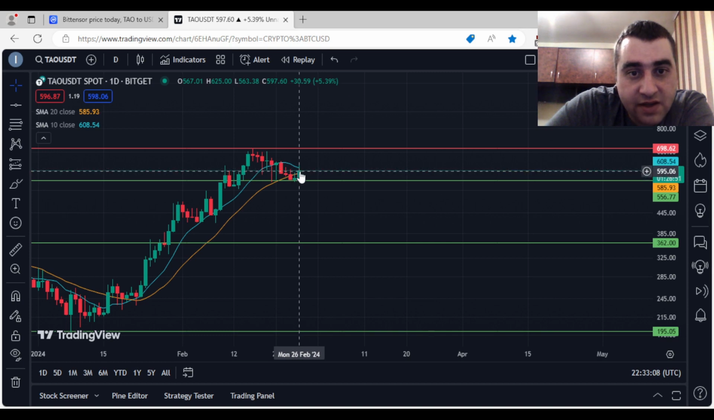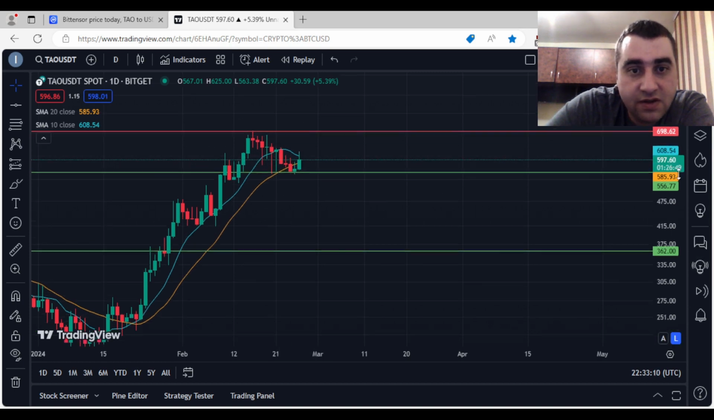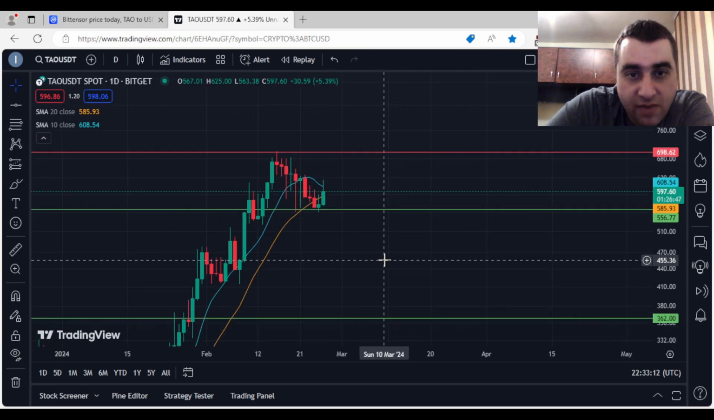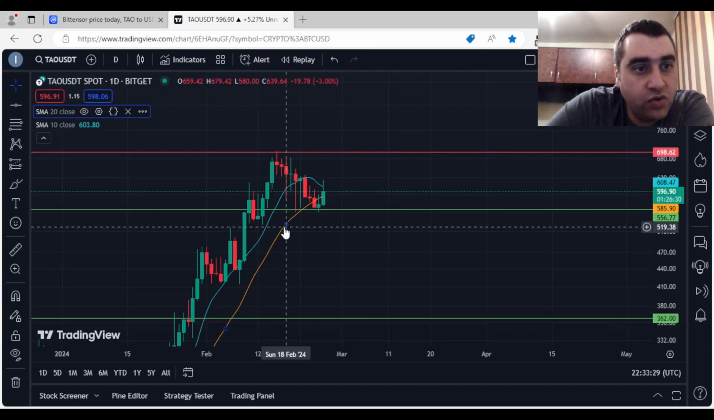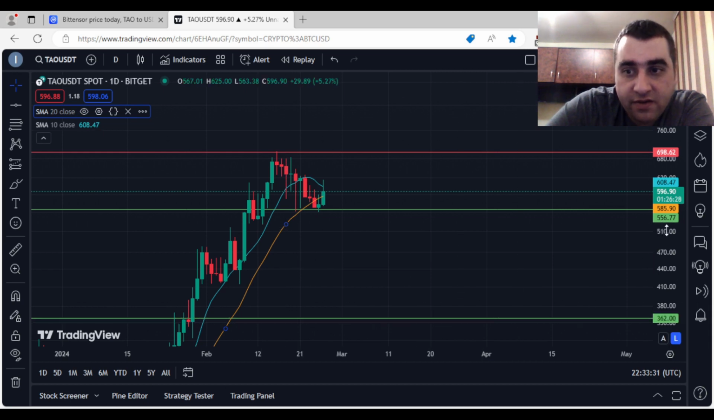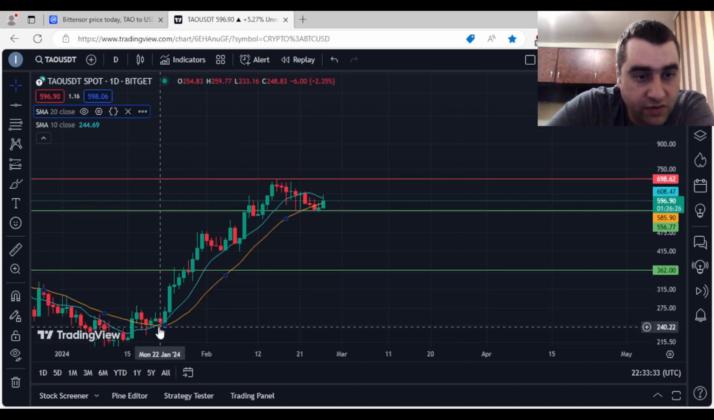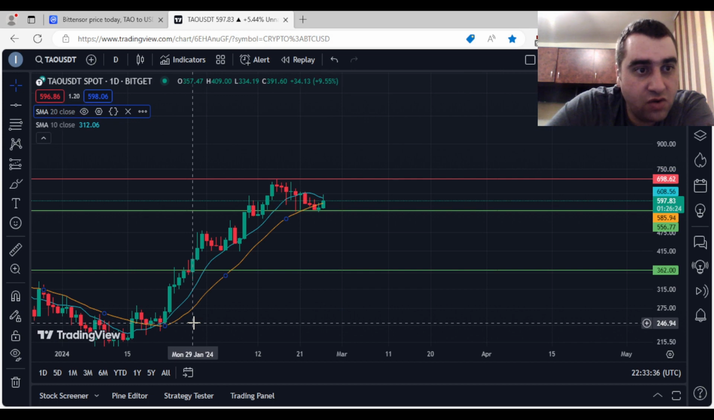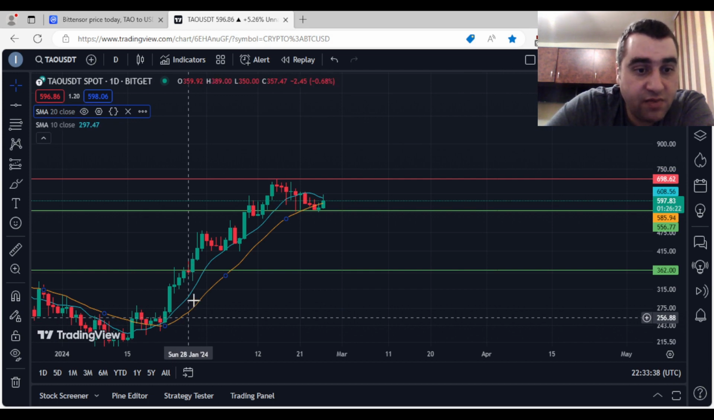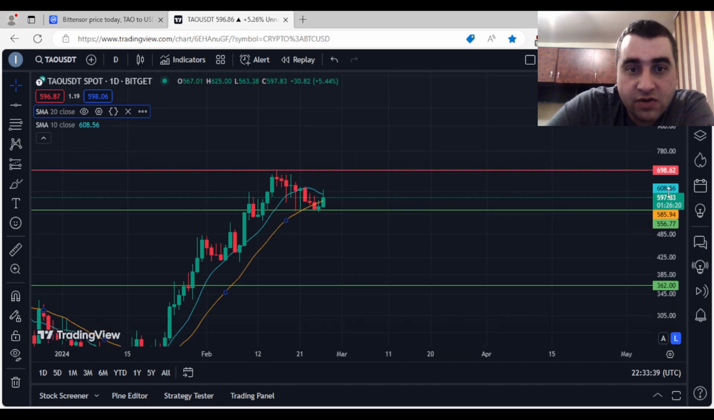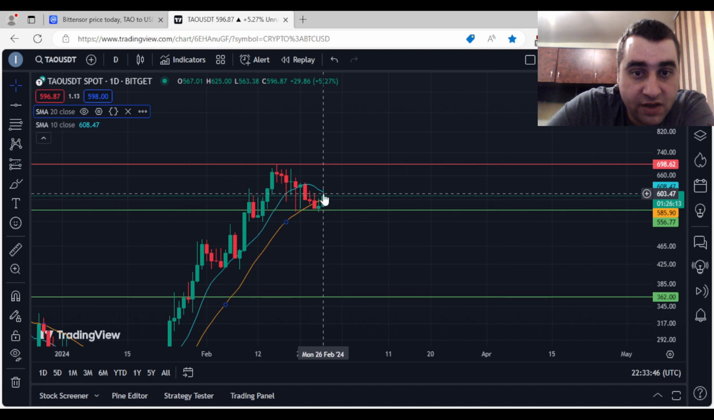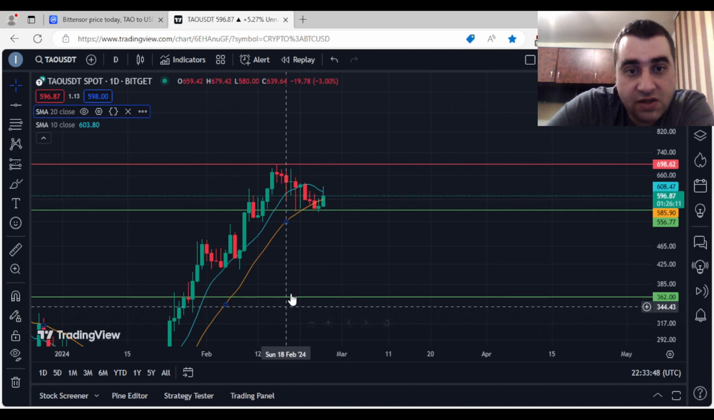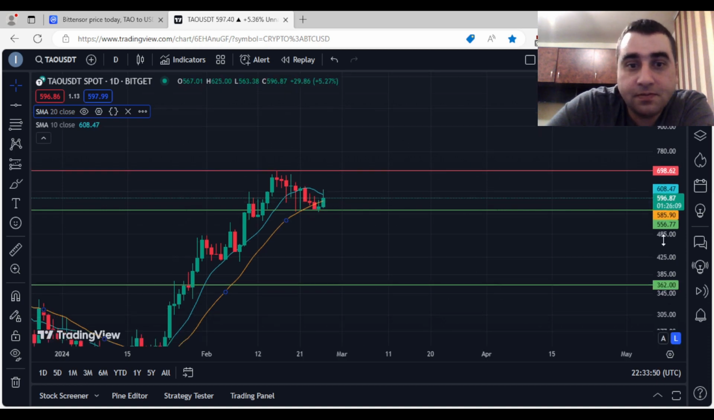It has the 10 SMA as resistance. Also this yellow band, the 20 SMA, we had in the past as support, closer to the 10 SMA, but for now it seems that on daily this candle is trying to cross over and take it as support. We will see if that will happen.